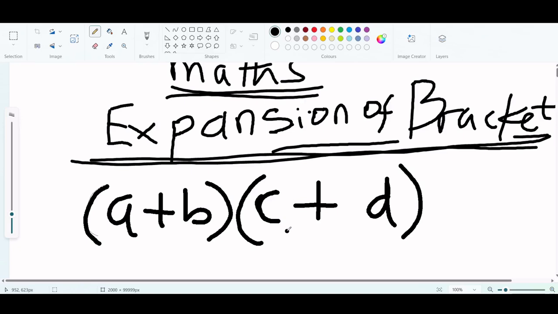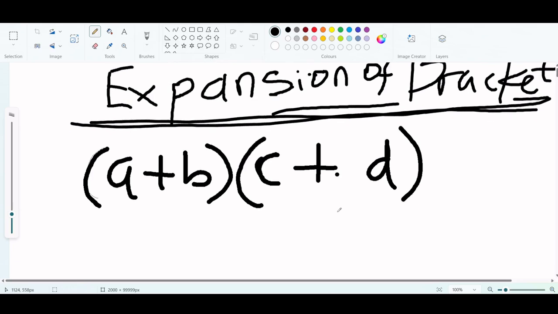Okay, today we want to deal with the expansion of brackets. When we have two brackets placed side by side, it means the two brackets are multiplying each other.